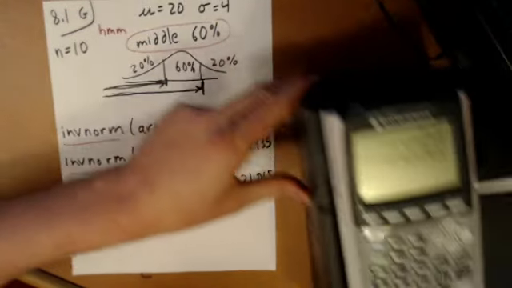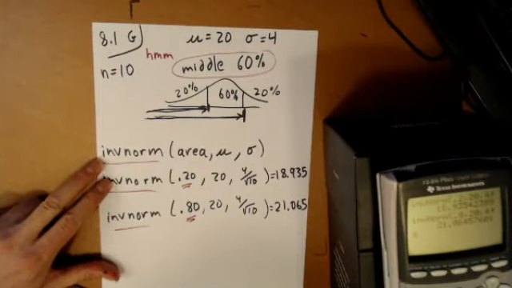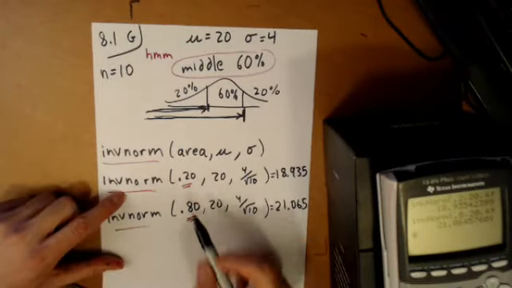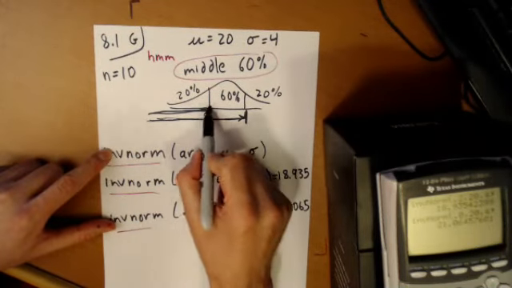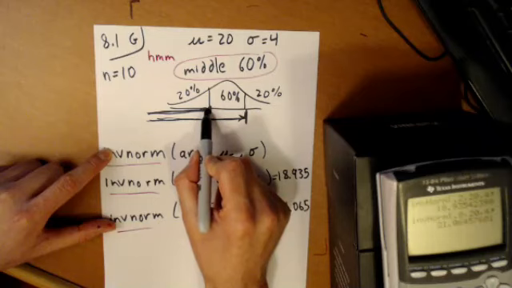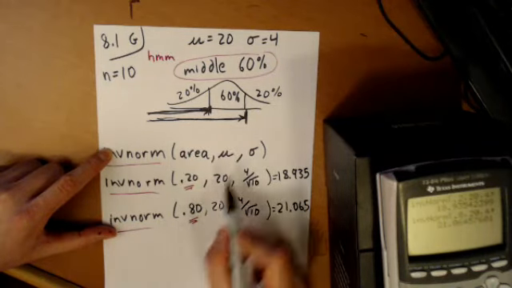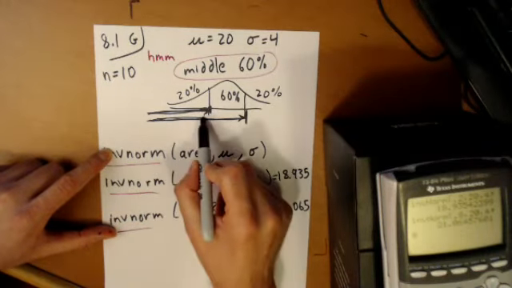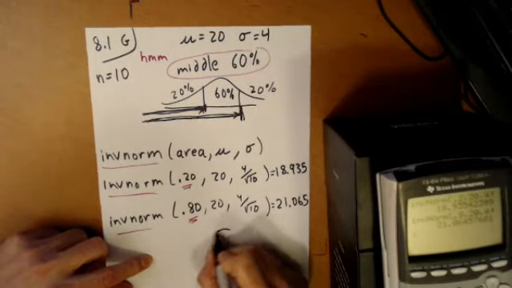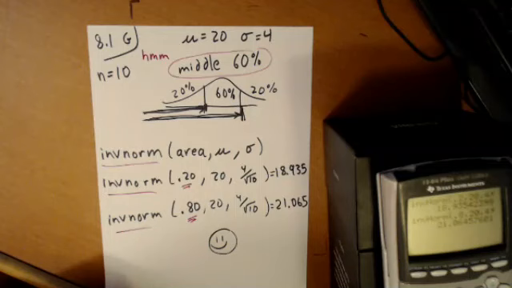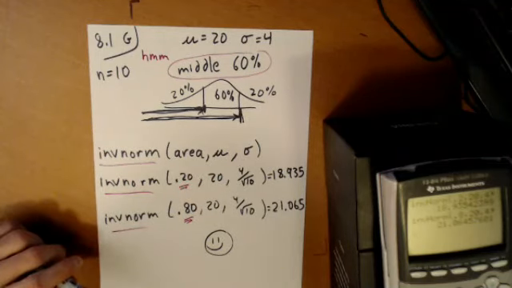Okay, so hopefully this picture makes sense. Why 0.20? Because inverse norm is a left tail. To get to this location, I went through 20%. And inverse norm is a left tail, so how do I get to this location? I went through the 20% plus the 60%, so I went through 80%. And let's pretend that makes sense. One more, all right.